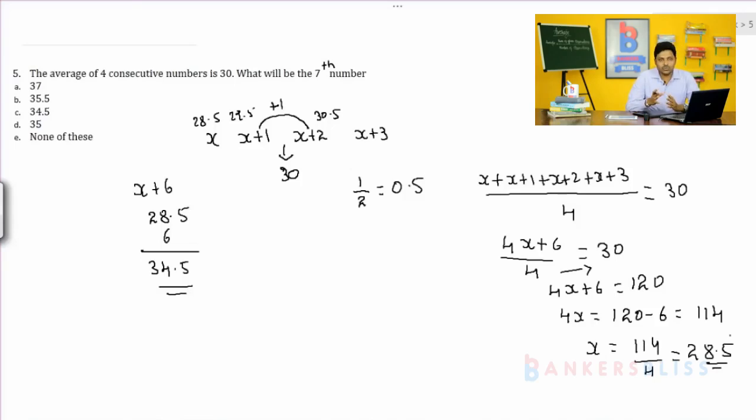This is the lengthiest procedure where you have to use so many calculations. If you go with the concept of arithmetic progression in a very easy manner, you can calculate the answer. Here the average is 34.5. So option C is the right answer. Let us go for problem number 6.